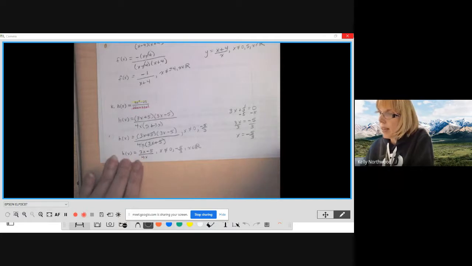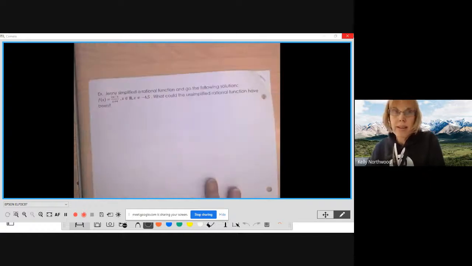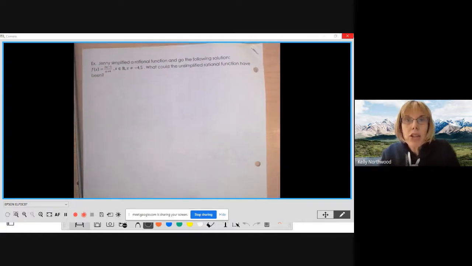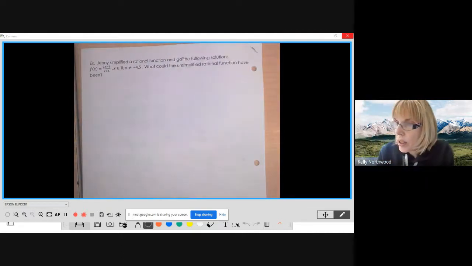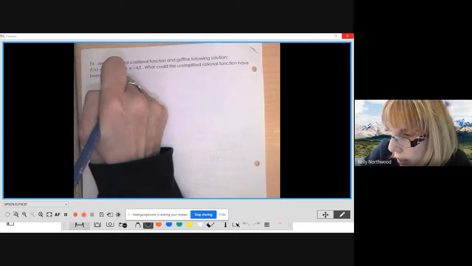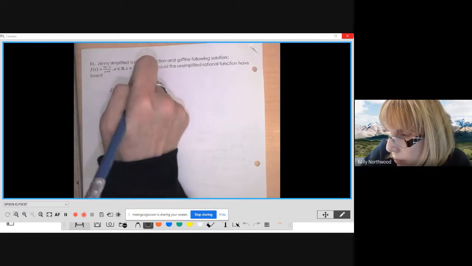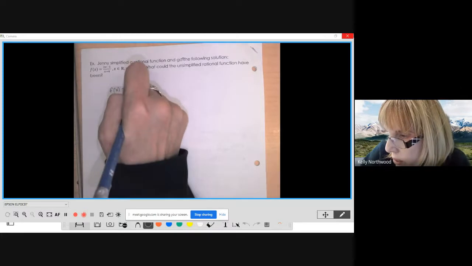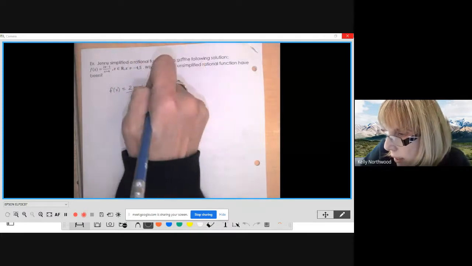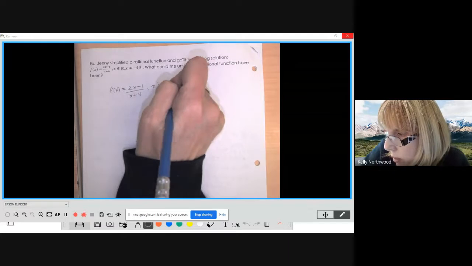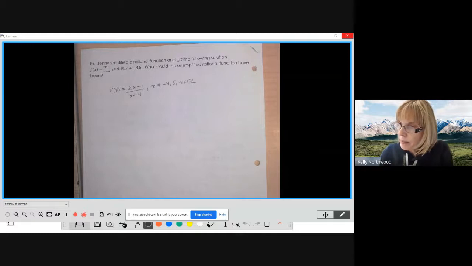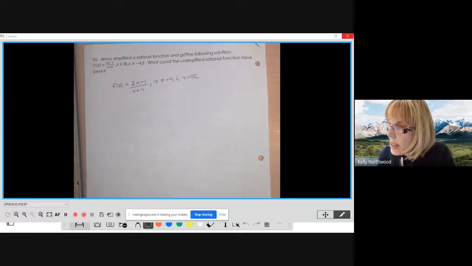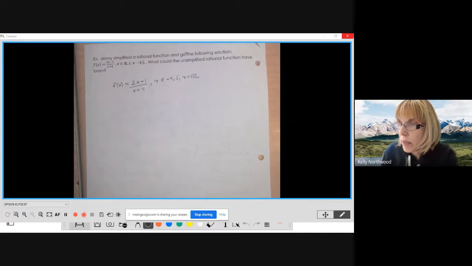All right, and the last question. Jenny simplified a rational function and got the following solution. So she ended up with f(x) equals (2x - 1)/(x + 4), where x can't equal, those are kind of backwards, but it's okay, -4 or 5, but it could be any other real number. What could the unsimplified rational function have been?